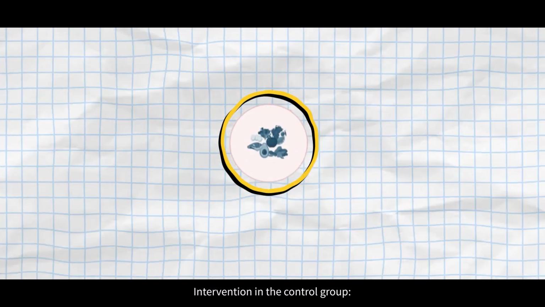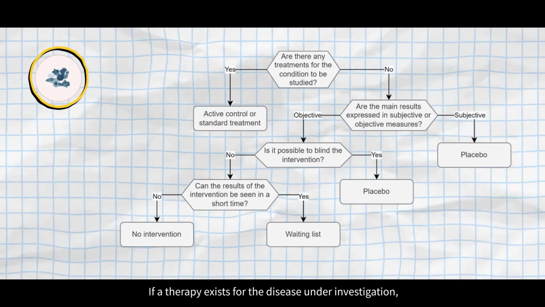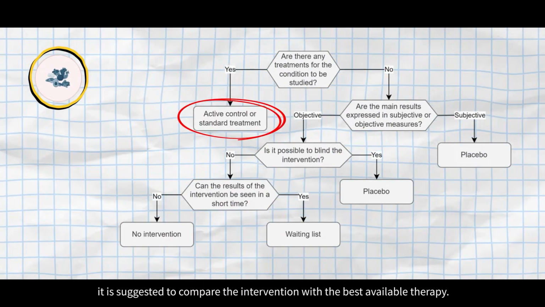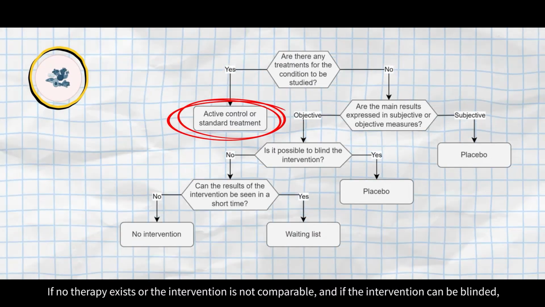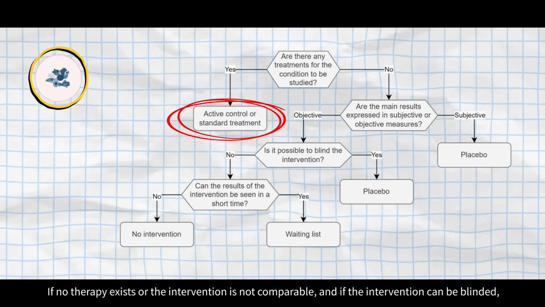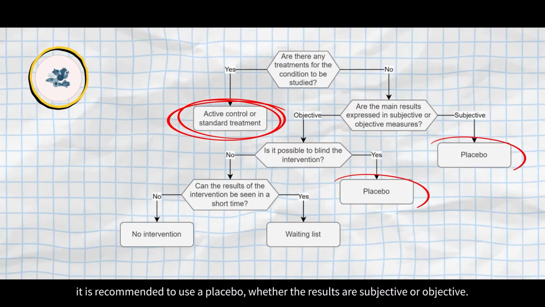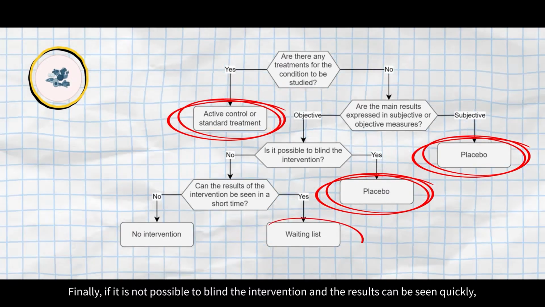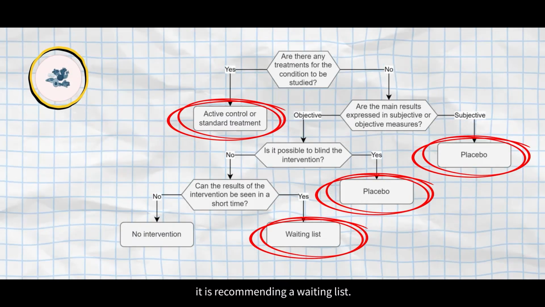The parallel design will allow researchers to compare 2 or more unrelated interventions. Intervention in the control group. If a therapy exists for the disease under investigation, it is suggested to compare the intervention with the best available therapy. If no therapy exists or the intervention is not comparable, and if the intervention can be blinded, it is recommended to use a placebo, whether the results are subjective or objective. Finally, if it is not possible to blind the intervention and the results can be seen quickly, it is recommended to use a waiting list.